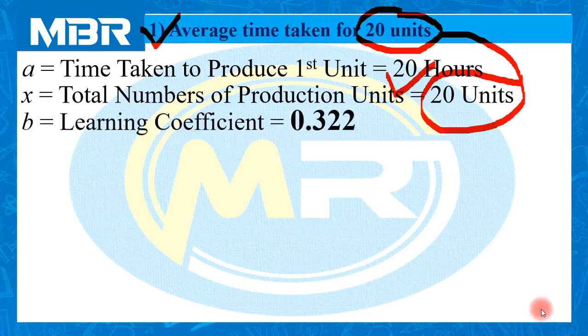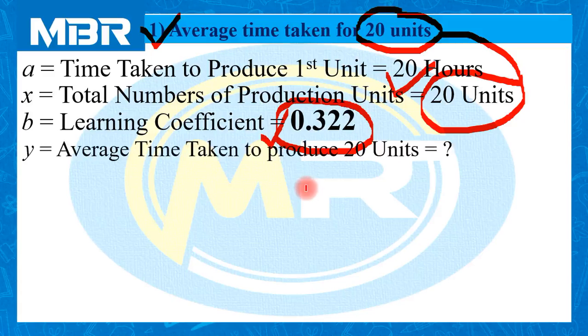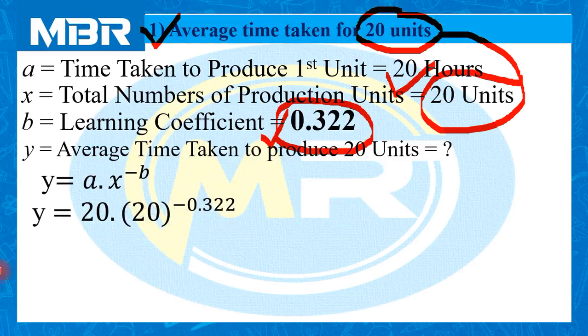B, the learning coefficient, is 0.322. The value of the learning coefficient is given ready-made in the form of the formula, and the result is 0.322. And the last item that we need to calculate in this sub-question is the average time taken to produce 20 units. Use the formula for the learning curve equation. Y is equal to a multiplied by x raised to minus b.